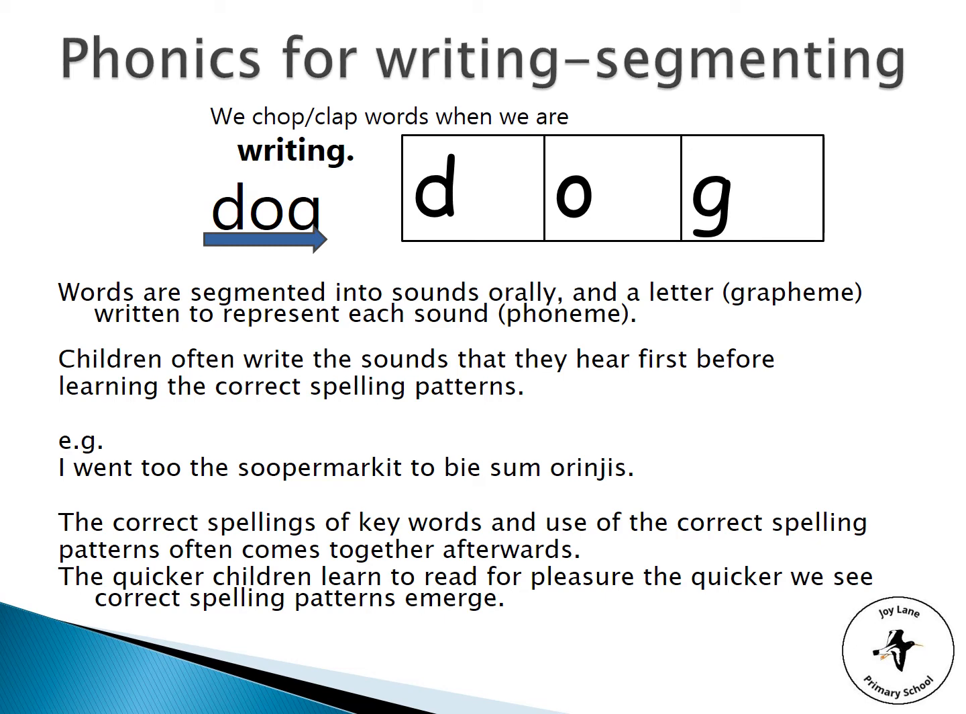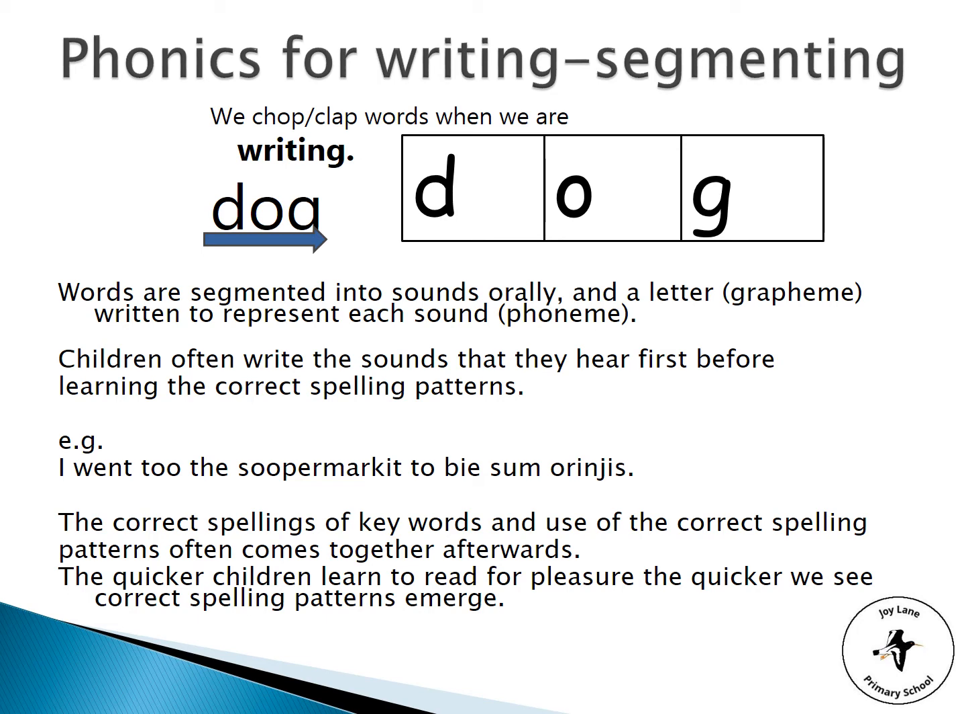normal. So an example on the screen of "I went to the supermarket to buy some oranges." And that is written phonetically correct. It is decodable. They have used all of the sounds that they know, and it makes sense. However, we do know that that isn't correct.